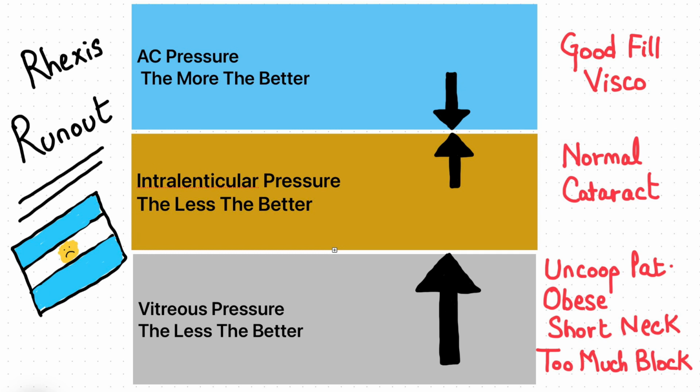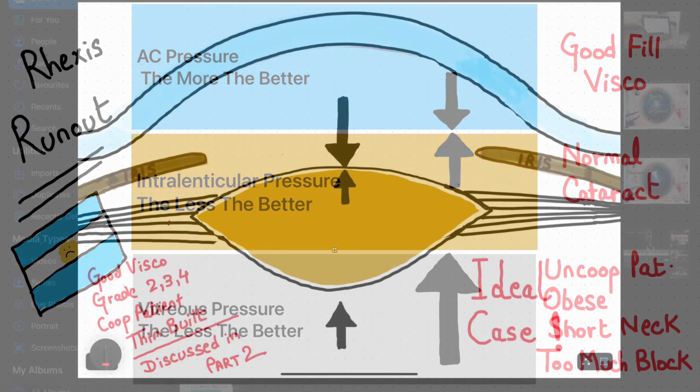The second scenario of the rhexis runout is, even if you have a good viscofill, even if the patient has a normal cataract, you can have a psychiatric patient who is uncooperative, who's squeezing the eyeball, increasing the vitreous pressure. If the patient is obese, my teacher, my guru used to say, always beware of slightly obese patients with short necks, which increases vitreous pressure to a lot of degree. I have had a lot of PCRs in these patients, so you better watch out. You must learn from my experiences, the mistakes I have made. Last but not the least, you can have too much of the block going into the retrobulbar space, thereby increasing the vitreous pressure. The latter two situations are going to increase the pressure on the anterior capsule, and boom, as soon as you give the nick, the rhexis is going to split open.